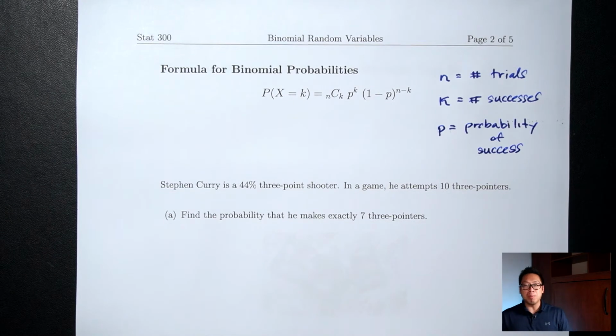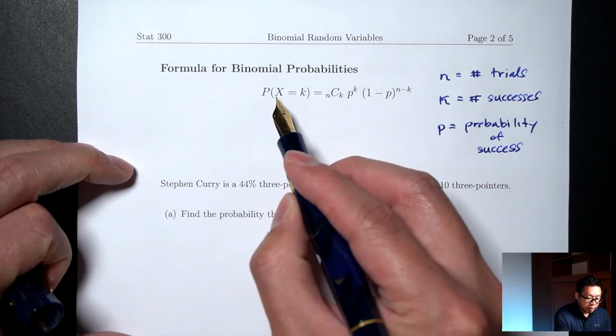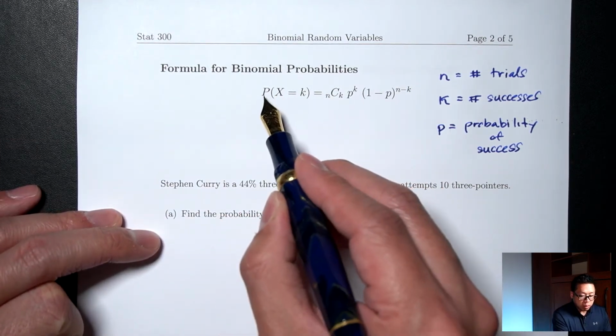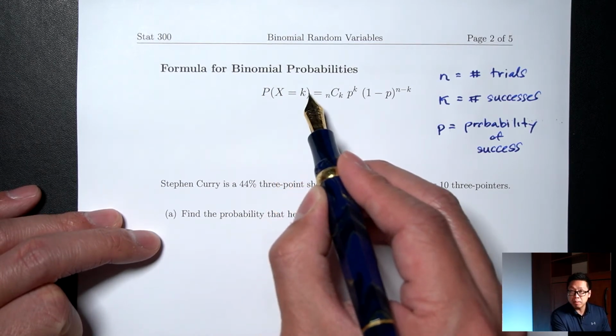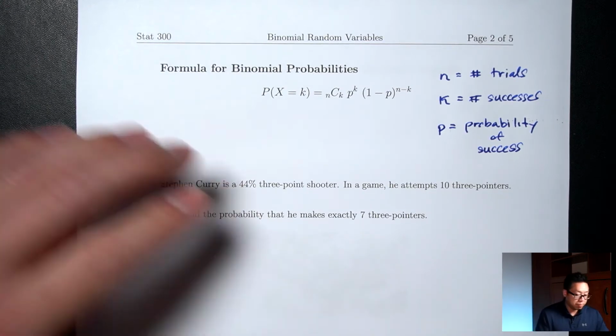And what are we trying to compute with this formula? We're talking about binomial random variables. And remember, for binomial random variables, the X is counting the number of successes. So what we're finding here is the probability that the number of successes is exactly equal to K. In other words, we're finding the probability of getting exactly K successes.